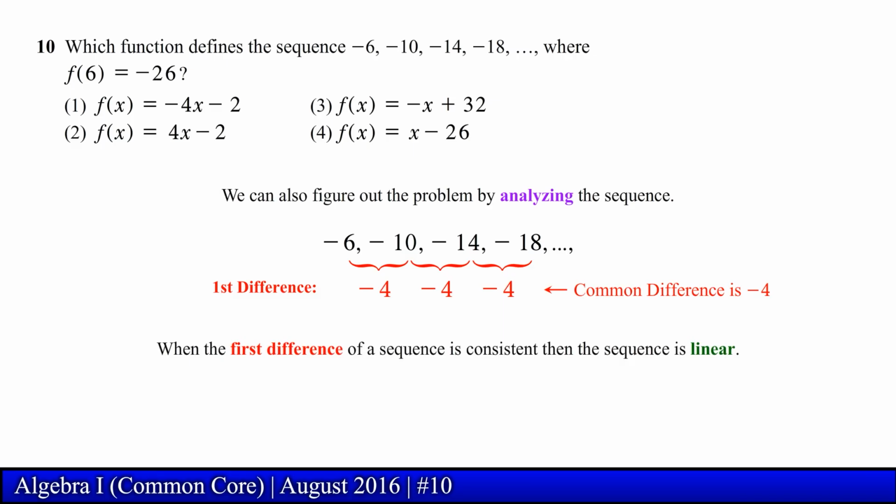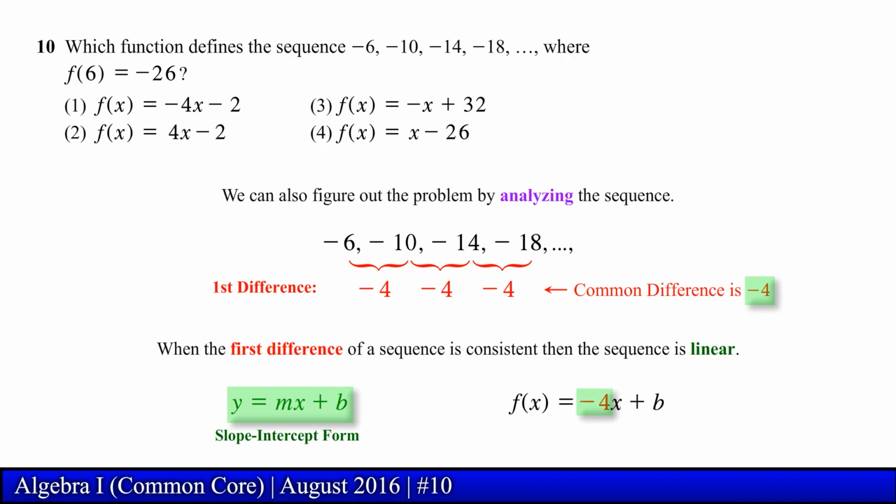When the first difference of a sequence is consistent, then the sequence is linear and has the same form as the slope-intercept form of the equation of a line. In this case, y equals mx plus b. Since the common difference is -4, this will correspond to the slope of the function that defines the sequence. Looking at the options, we see that option 1 is the only function that has a slope of -4. So we can conclude that this function defines the decreasing sequence with the common difference of -4.